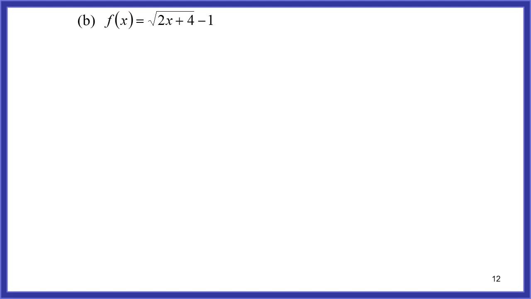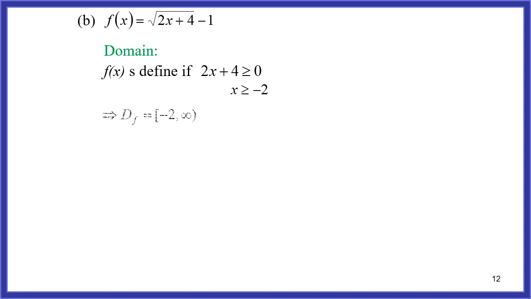For the second example here, f(x) equal to the square root of 2x plus 4, minus 1. To find the domain, we have to make sure everything under the square root is more than or equal to 0. So 2x plus 4 is more than or equal to 0. So x should be more than or equal to negative 2. So the domain here is negative 2 to infinity.